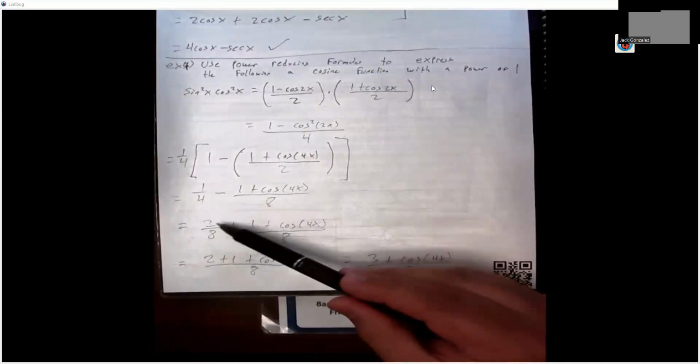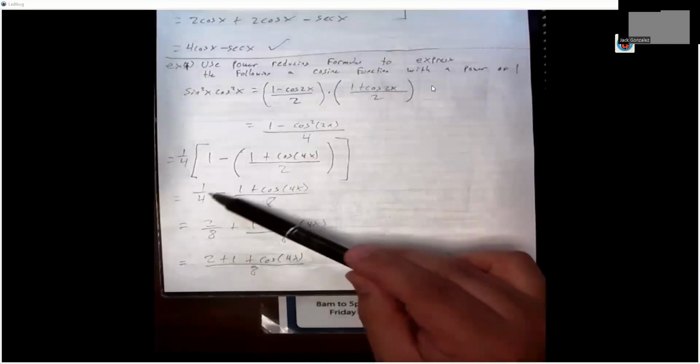Any questions about this 2? So I need to get the common denominator. I need a 2. Multiply top and bottom by 2 gets me the 8. Now I can add them. 2 plus 1 is 3.